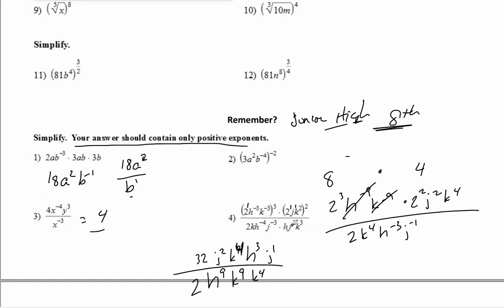And now let's do some canceling here. I have a j to the 2 and a j to the 1 on top, so that becomes j to the 3 because I add them. 32 divided by 2 is 16, so that's also up on top. k to the 4 and k to the 4, those can already cancel because they're exactly the same, so that means I have a k to the 9 on the bottom. And then h's, I have 3 on top, 9 on the bottom, so that means I have 6 more left on the bottom. So that is your final answer.